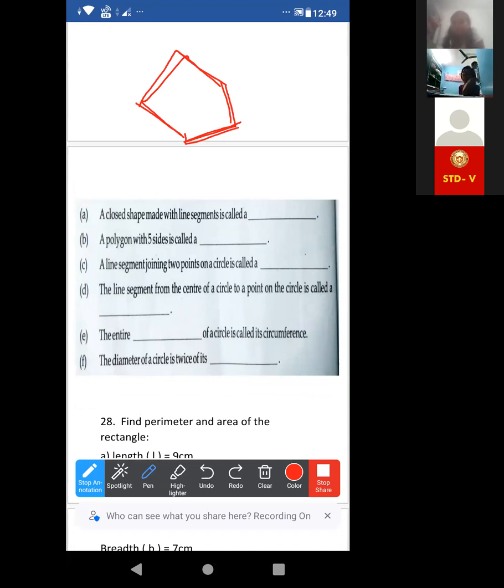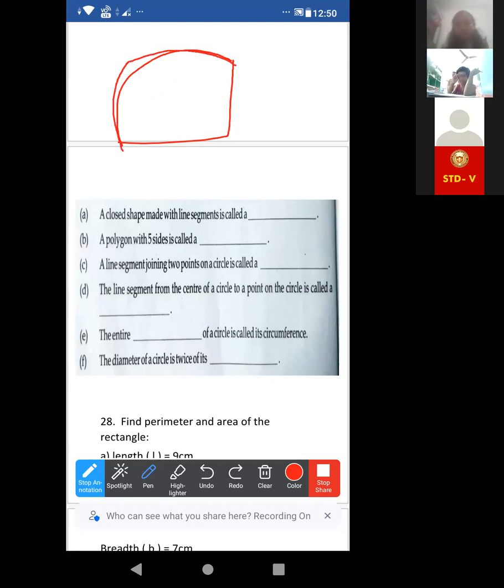There must be line segments. Look at this. Suppose I am drawing 1, 2 line segments and this one is a curve, not a line segment. Look, curve. So is this a polygon? Just yes or no? Okay, good. Just shake your heads. Yes or no? In case of yes or in case of no, then I'll clear it.